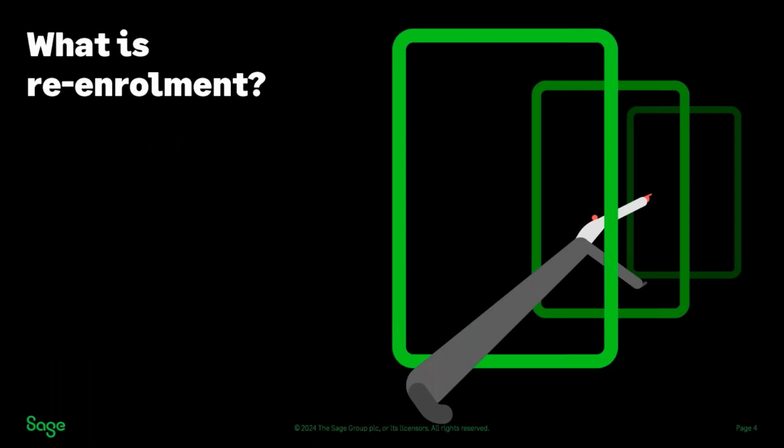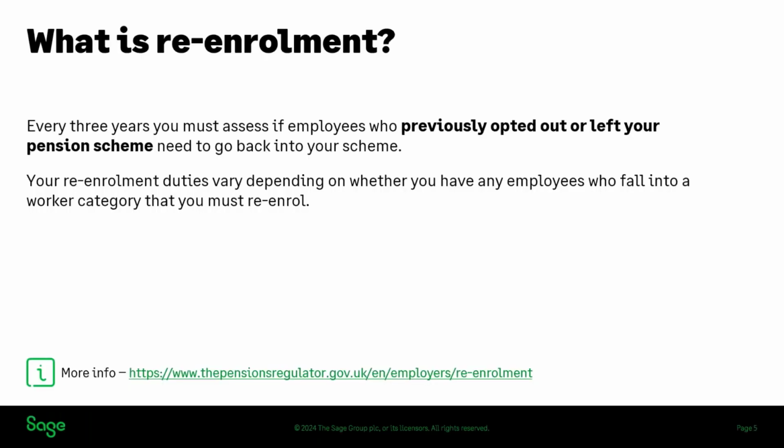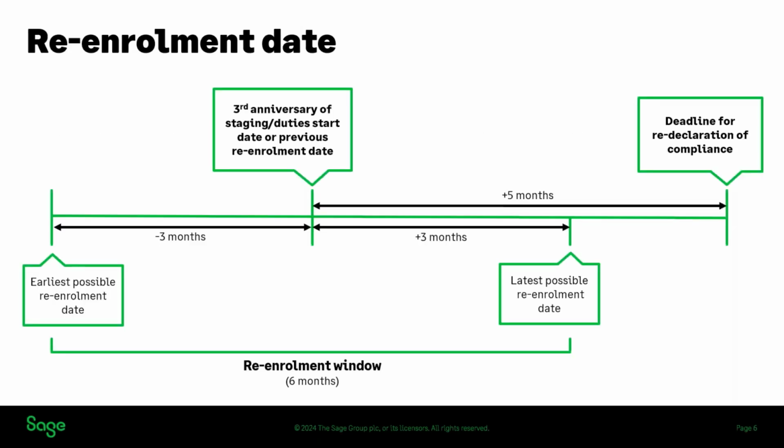So let's kick things off by talking about what re-enrolment is. Re-enrolment is an employer duty where every 3 years you must assess if employees who had previously opted out or left your pension scheme need to go back into that scheme. Now, the re-enrolment duties will vary depending on whether or not you have employees who fall into a worker category that you must re-enroll, but it will always involve redeclaration with the pensions regulator, which must be done within certain timescales. Before we look at the steps that you would take in your payroll, let's just have a look at a timeline to explain when your re-enrolment date will fall and when that deadline for redeclaration will be.